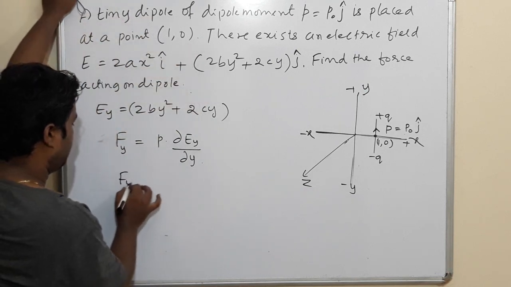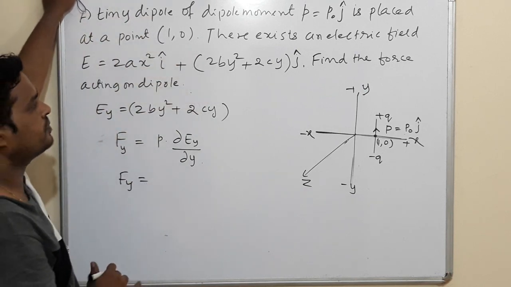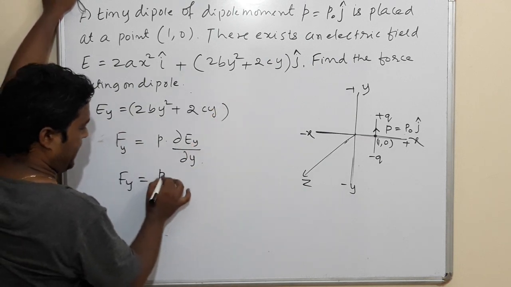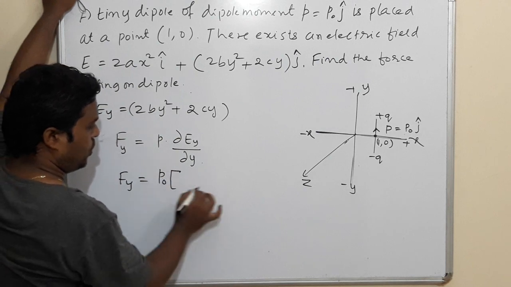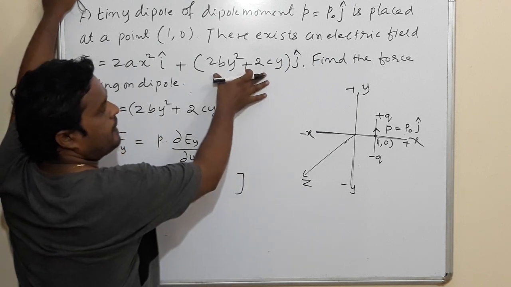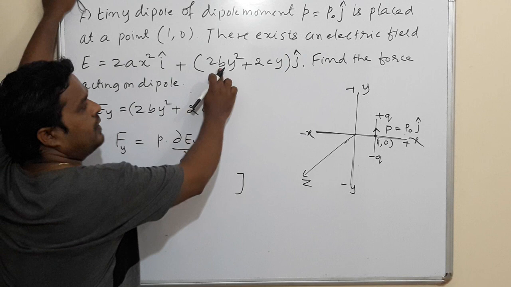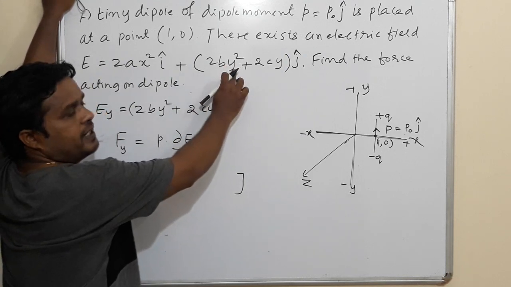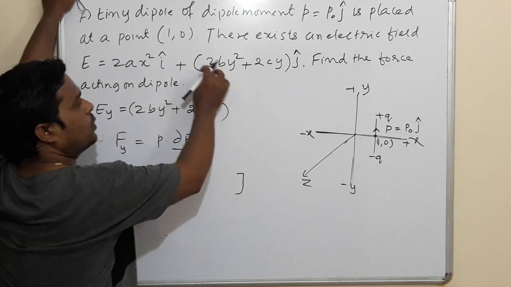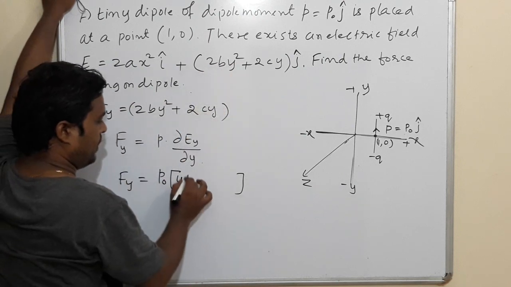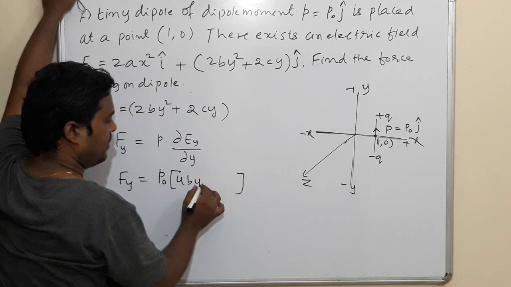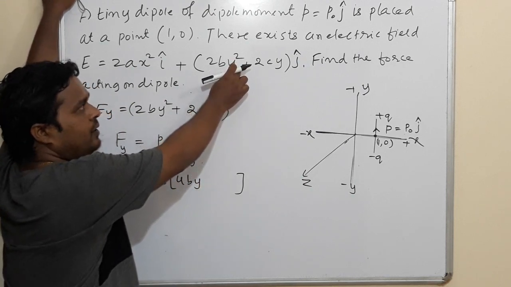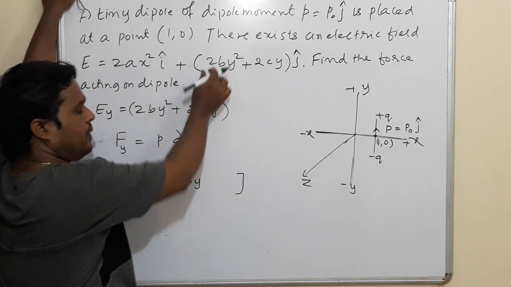Then what I will write? Fy is equal to P, and P means it is P naught into differentiation of this. This will be 2b, differentiation of y square with respect to y, I am doing. Differentiation of y square is 2y. Then it will be 2y into 2b, which is 4by.